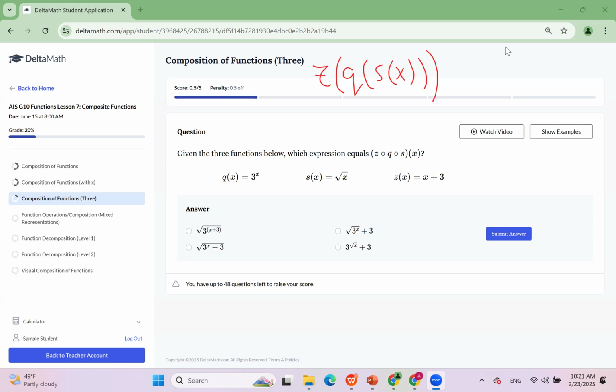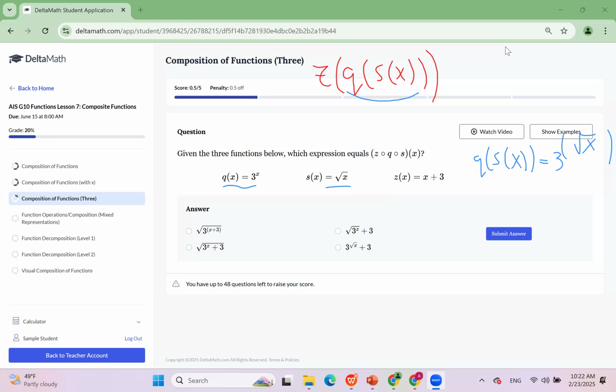So we begin with the inside function. So the inside function is q of s of x. So q of s of x equals q of something. So in the q function, we are going to replace the x with a bracket. So this becomes 3 power bracket. And inside the bracket, we are going to put s of x, which is root x. So we have 3 to the power of root x.